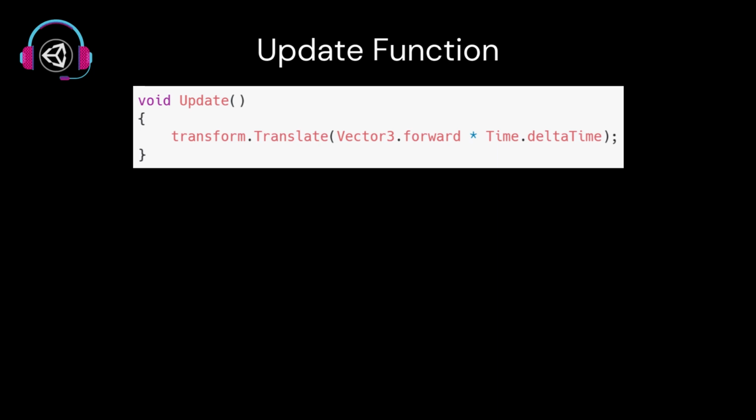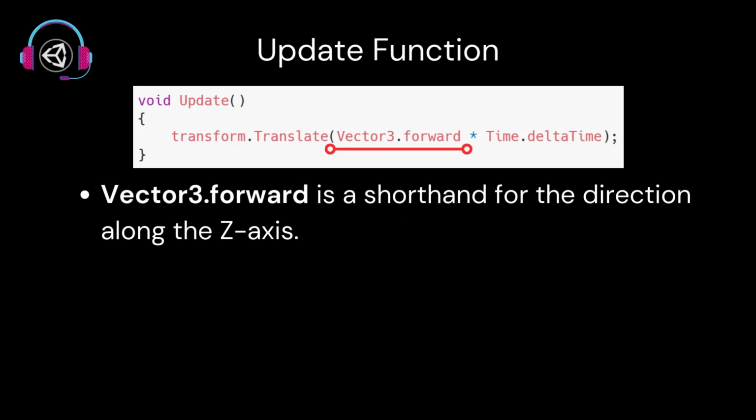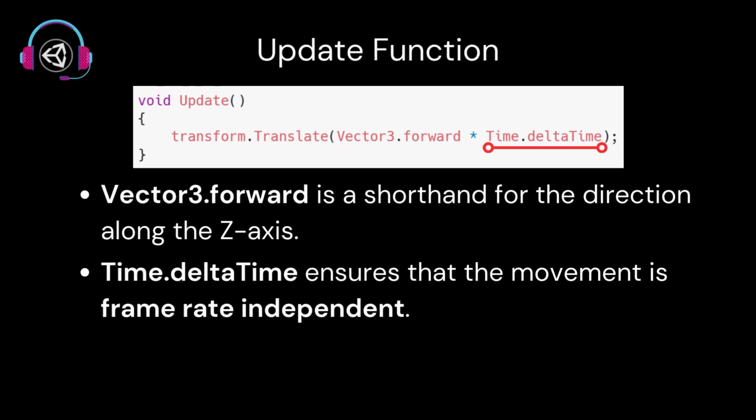This simple script moves an object forward every frame using transform.Translate. Let's break it down. Here, Vector3.forward is a shorthand for the direction along the z-axis, moving the object forward in 3D space. Time.deltaTime ensures that the movement is frame rate independent. This means the object will move at the same speed, regardless of how fast or slow the game is running.